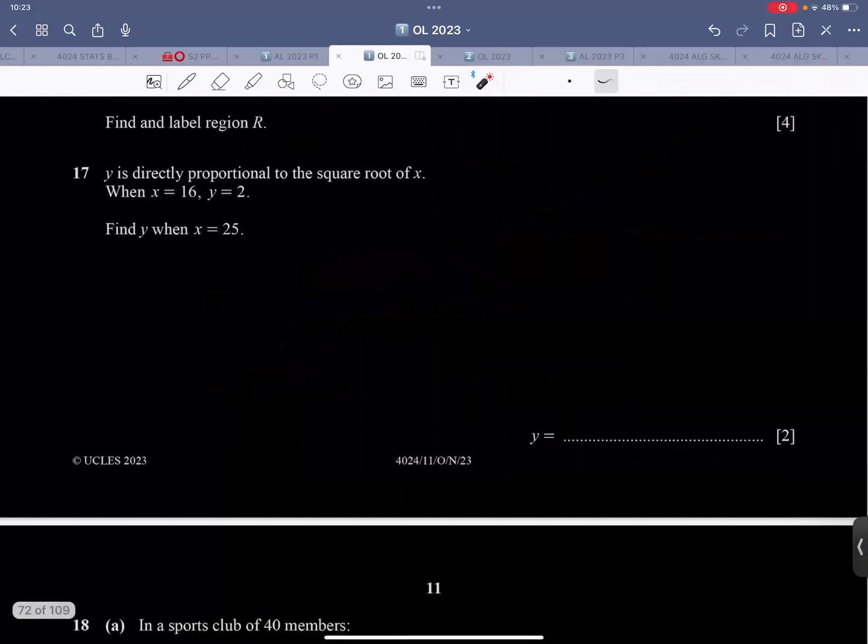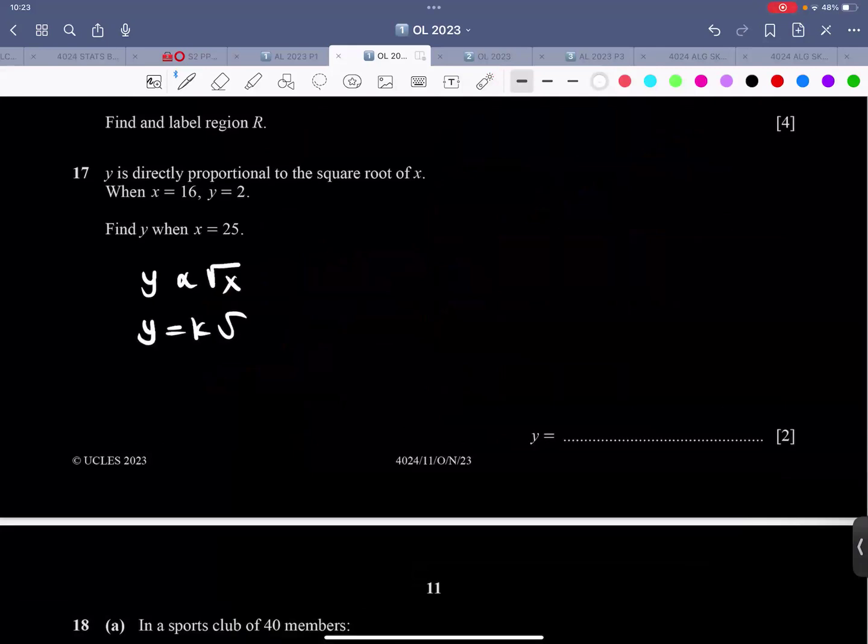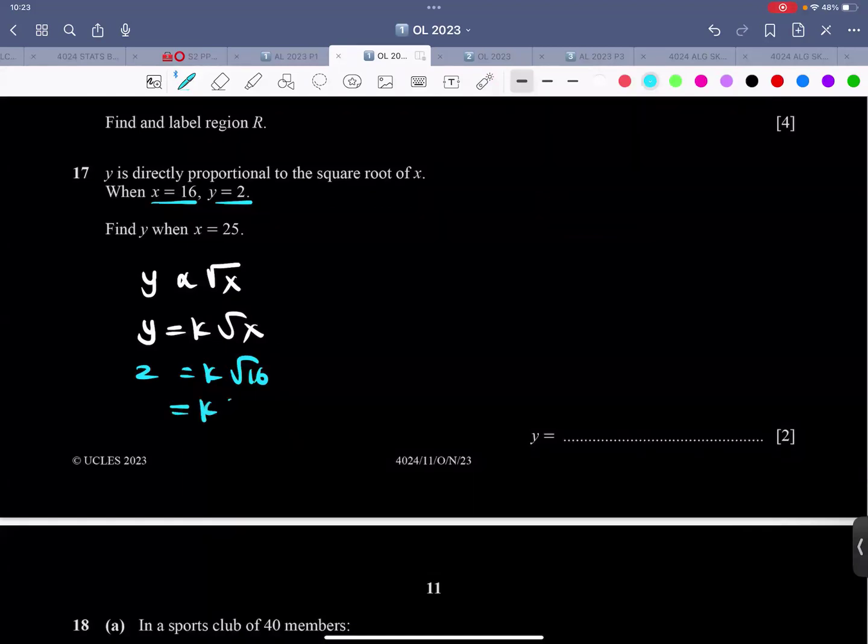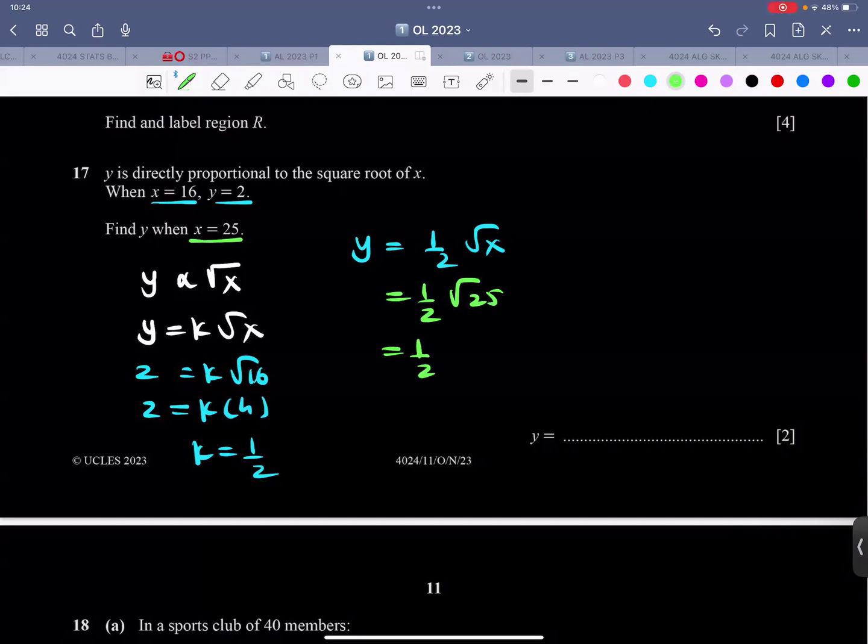Question number 17. Y is directly proportional to the square root of x. So y equals k root x. When x is 16, y is 2. So 2 equals k root 16, this is k into 4 is 2. Therefore, k comes out to be half. Therefore, the equation is y equals half root x. Now, when x is 25, this is half root 25, which is half into 5, which is 5 over 2 or 2.5. That's the answer for this particular part.